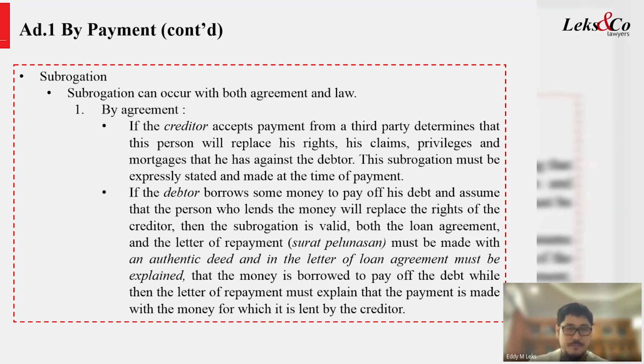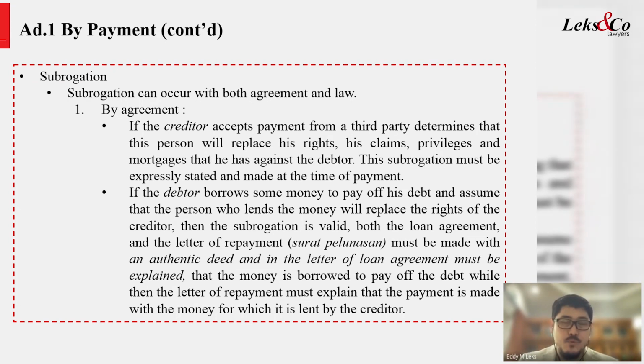And then the second category, now from the debtor. The first one is from the creditor. The second one is from the debtor. If the debtor borrows some money to pay off his debt, and assume that the person who lends the money will replace the rights of the creditor, then the subrogation is valid. Both the loan agreement and the letter of repayment must be made with an authentic deed. And in the letter of loan agreement must be explained that the money is borrowed to pay off the debt, while the letter of repayment must explain that the payment is made with the money which is lent.